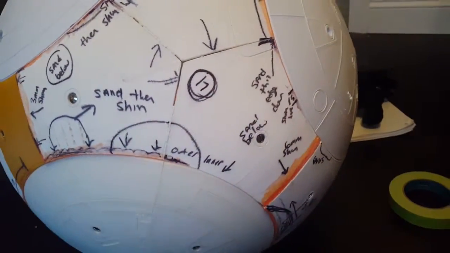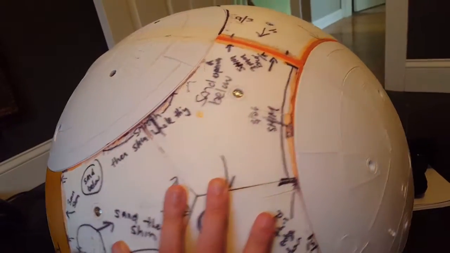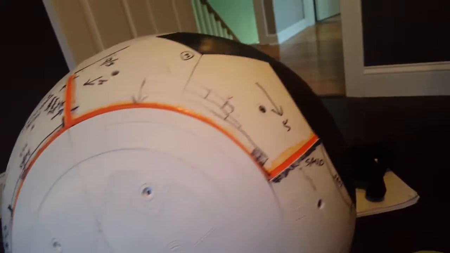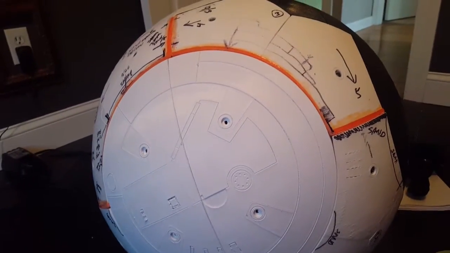So I have finally finished shimming up everything. All eight triangles are ready to go. All that's left to do now, as far as fitting everything, is do a big final sand down of the entire ball just to get rid of some of the ridges.